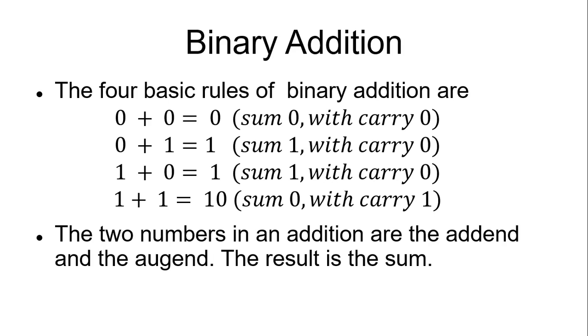Keep in mind, in binary 1 plus 1 is always equal to 10. It is not equal to 2. Sum 0 with carry 1, the sum bit is 0. The two numbers in an addition are the addend and the augend. The result is called the sum. So addition of 2 bits results in 2 bits. One is called sum and the other is called carry.